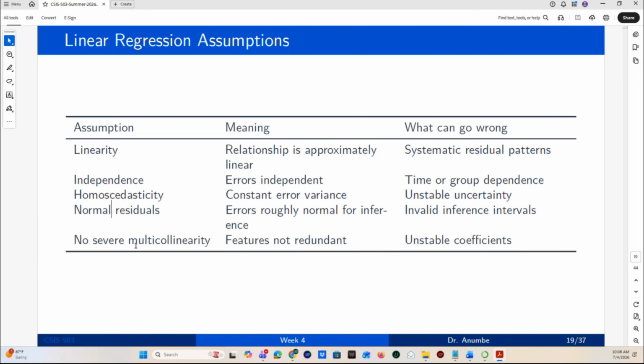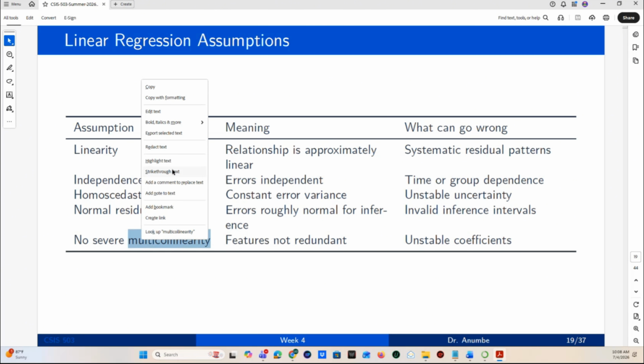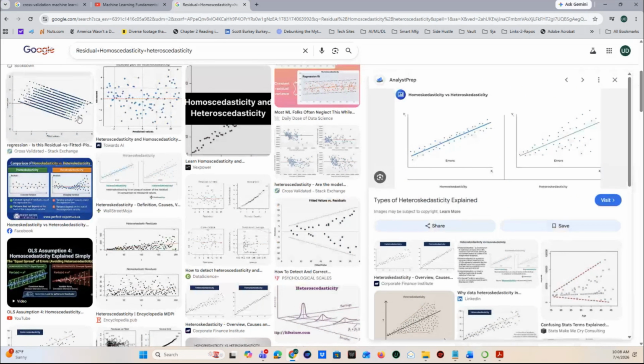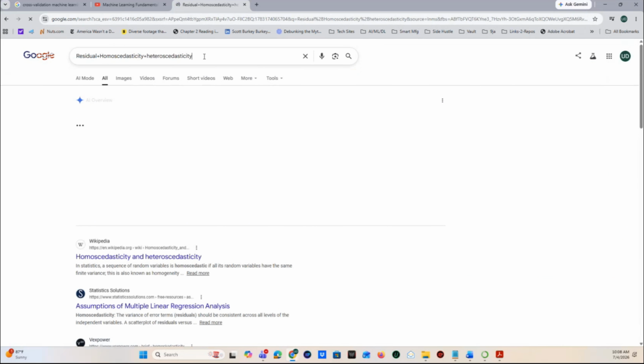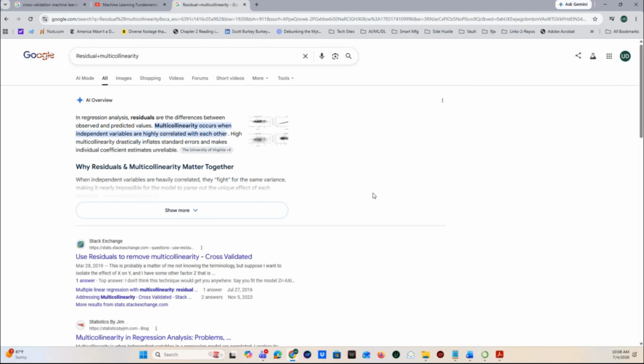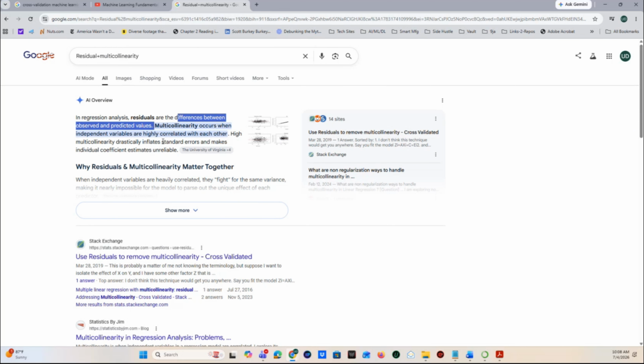No severe multicollinearity. The idea of multicollinearity is also a very important one. So let's just look at multicollinearity, because it's something that shows up. Multicollinearity. So in regression analysis, residuals are the difference between observed and predicted values, which we already talked about. Multicollinearity occurs when the independent variables are highly correlated with each other.